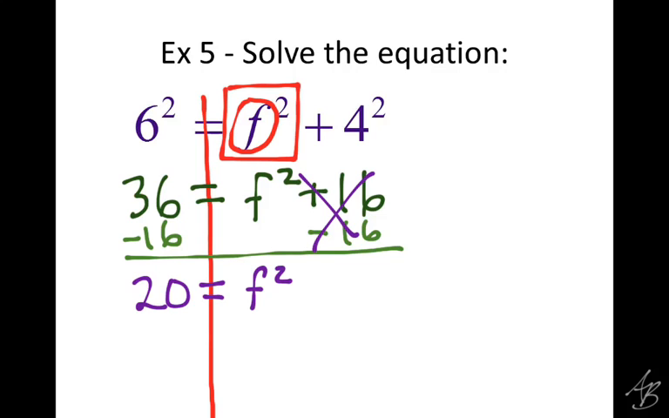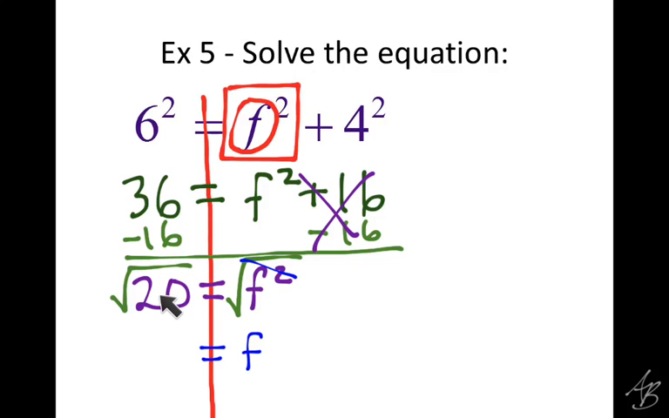So if I take the square root of the f squared, that's going to cancel out the square. But if I take the square root of the right side, I also have to do the same thing to the left side. So I'm going to take the square root on the left side. So on the right side, my square and square root are going to cancel. And I'm left with what? On the right side? f. Okay. How about on the left side? Square root of 20. Okay, we have the square root of 20.